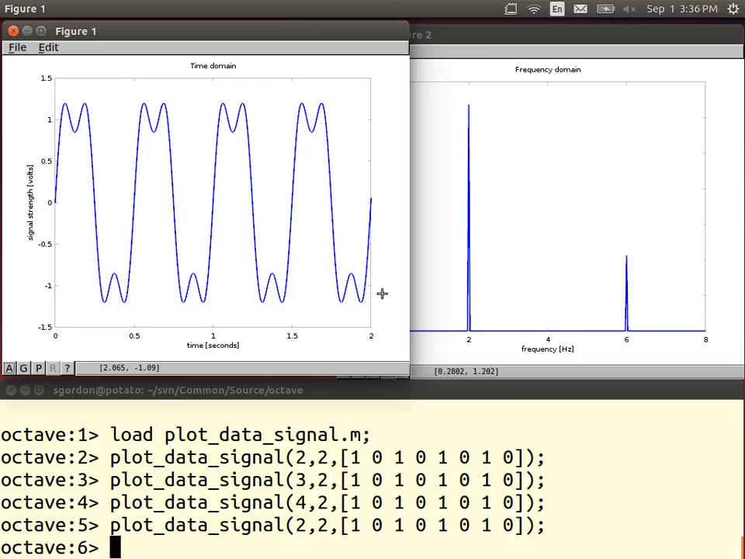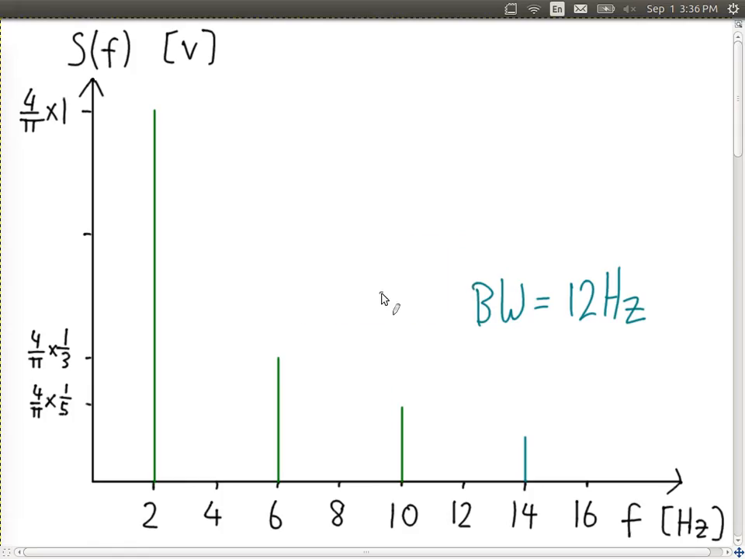How many bits per second? 2 seconds here to send 8 bits, so 4 bits in 1 second. So in this case, we can say the data rate is 4 bits per second. I'll just write them down so we can refer to them later.